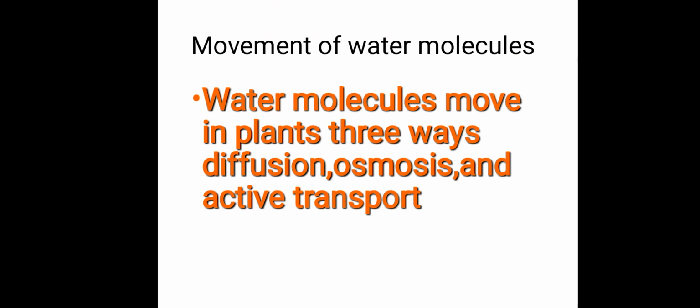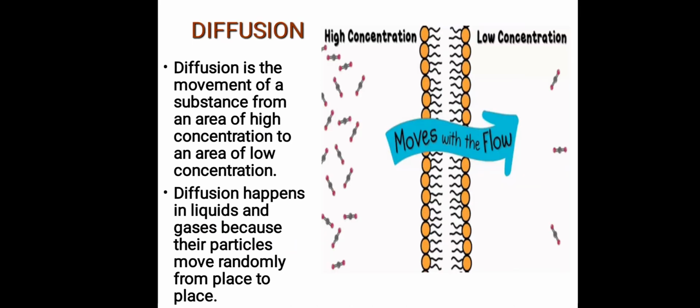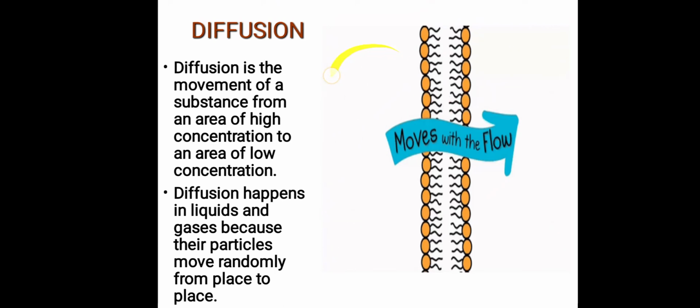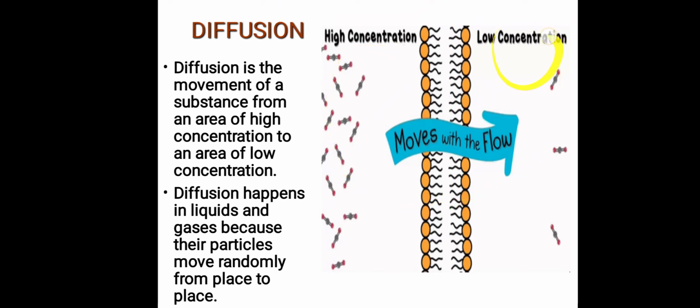Now, the movement of water molecules. Water molecules move in plants in three ways: diffusion, osmosis, and active transport. So let us understand diffusion. It is the movement of substances from a region of high concentration to a region of low concentration. So, higher to lower concentration.